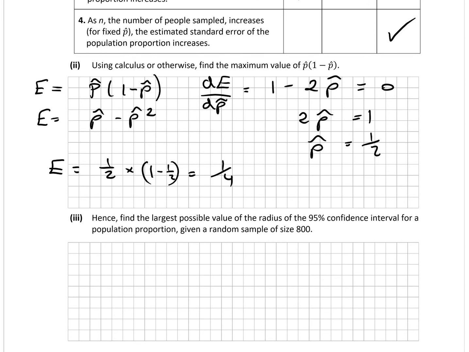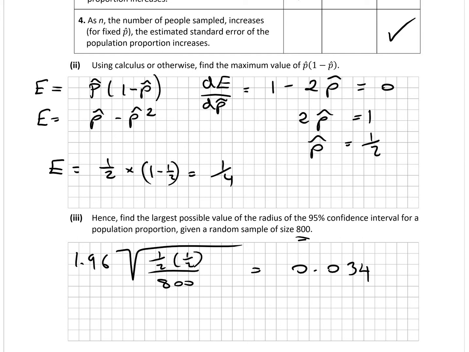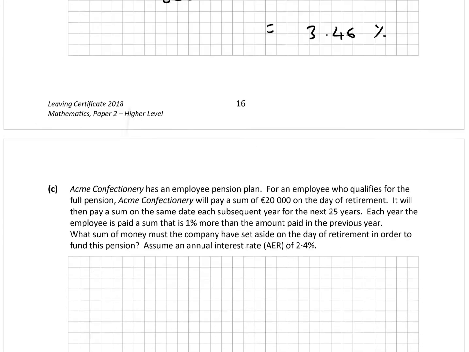So in the last part here, for this section, find the largest value of the radius at a 95% confidence interval for a sample of 800. Well, p hat we said is a half, so it's going to be 1.96 times the square root of 1 half times 1 half over 800, which is equal to, so you just plug that into the calculator and that gives you a result of 0.034648. So it's 3.46%.